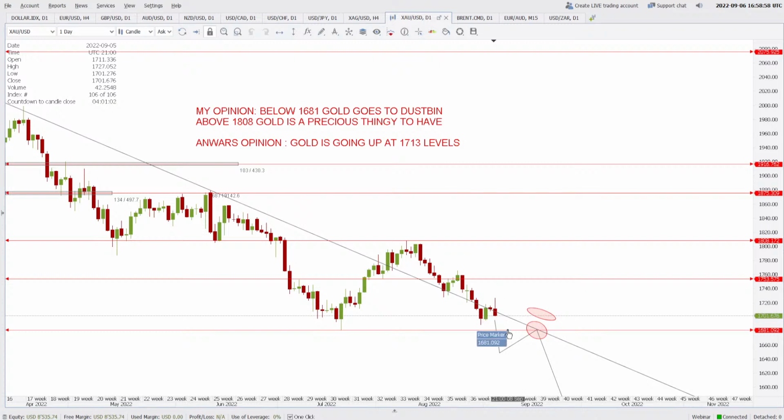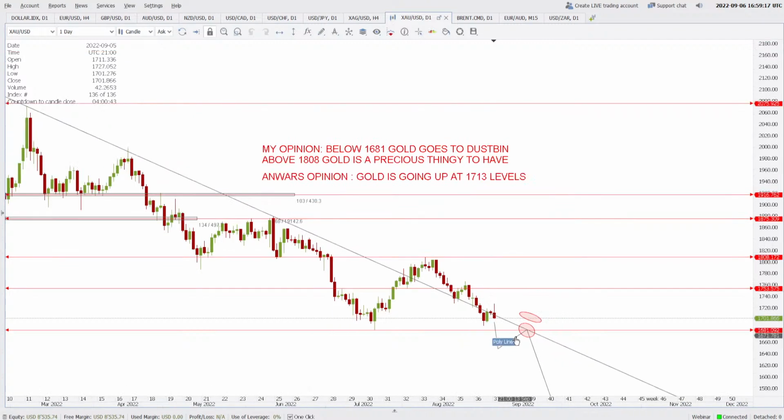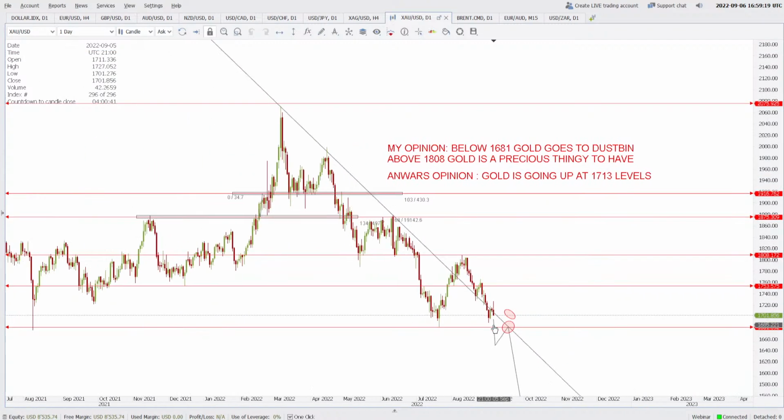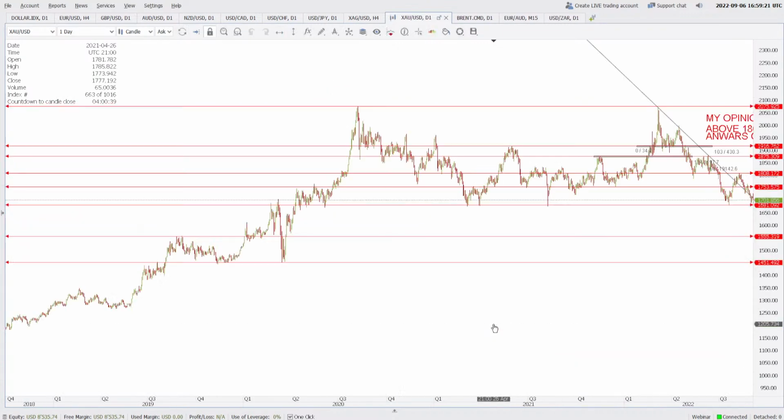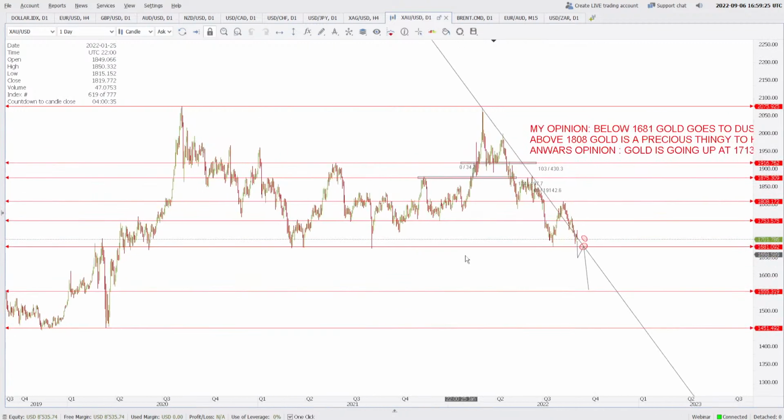I am actually waiting for the price to go below 1681, and if it goes and comes back to this area again to retest, I'm going to go short the gold. Now, shorting gold is not a very good idea because it's a bullion and a very safe place to have in your portfolio, but I'm very much willing to short gold below 1681, because if 1681 is taken down, then the next level is very far, 1555. So I think that would be a good idea.